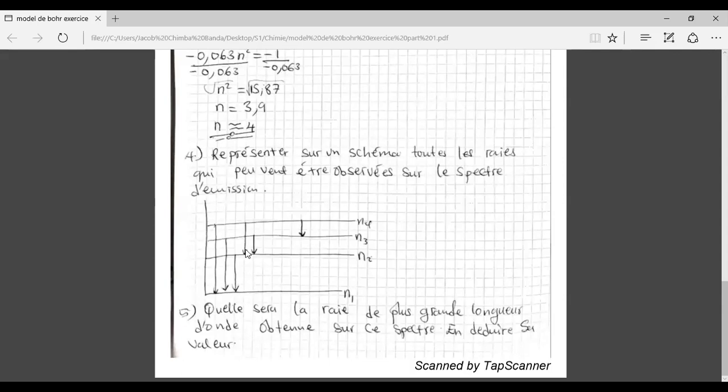I don't know if you are clear. Yes, I am. But what about these other lines? These other lines are when an electron moves from N1 to N4. They are just there. This is a diagram which mostly, when they ask you to draw, you represent the ray which you have calculated, and you present the other rays also. That's how it goes.